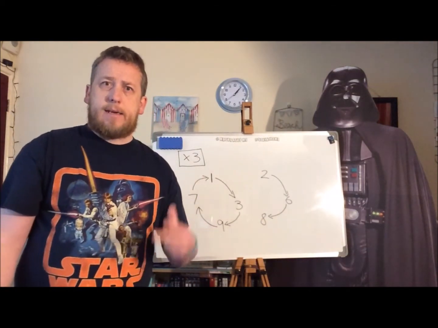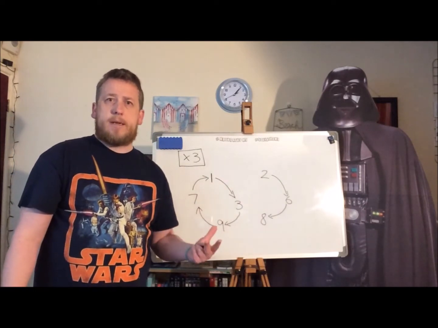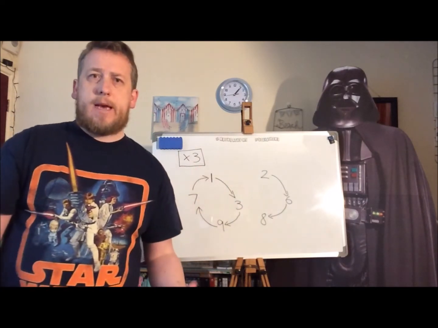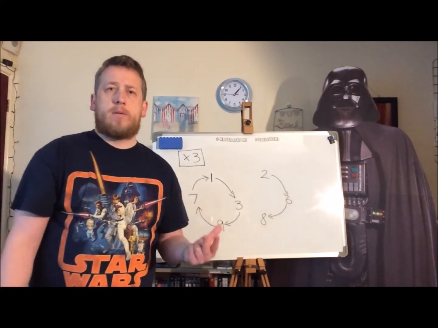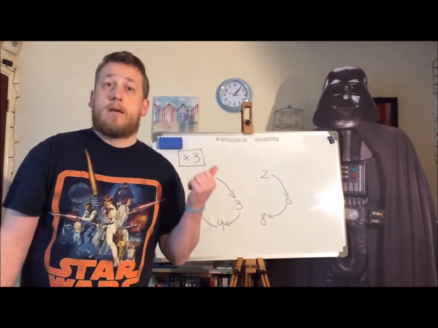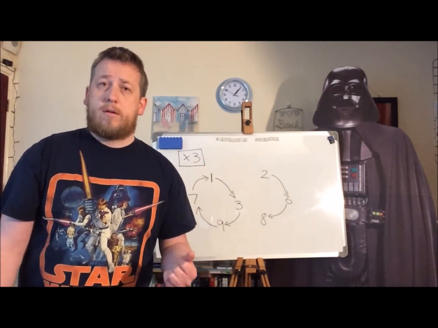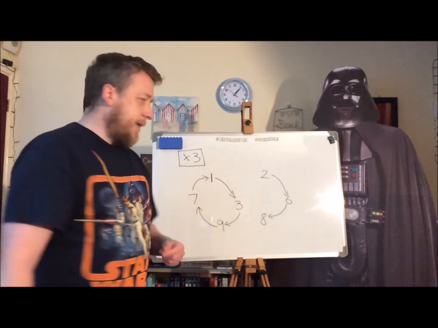Any number ending in 8, multiply it by 3. What does it now end in? 8 lots of 3, 8 times 3. 8 multiplied by 3 is 24. So what does 24 end in? It ends in a 4.